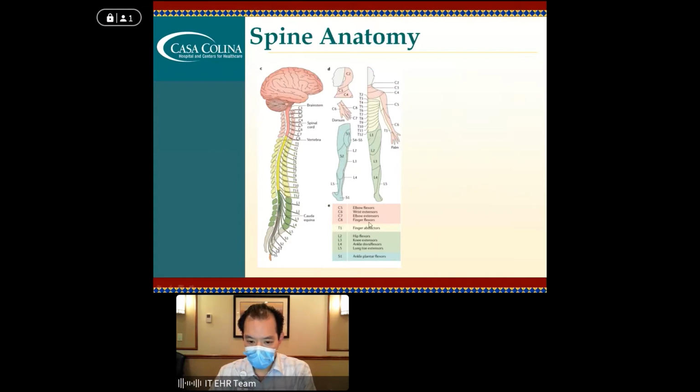This little table on the bottom describes some of the basic movements of the body and the general nerve roots that control those functions. Now, it's not quite that simple, unfortunately. Elbow flexors, for example, are actually more a combination of C5 and C6, but it gives you a general idea of how your nerve roots affect the function of your body, or what actions you may perform.